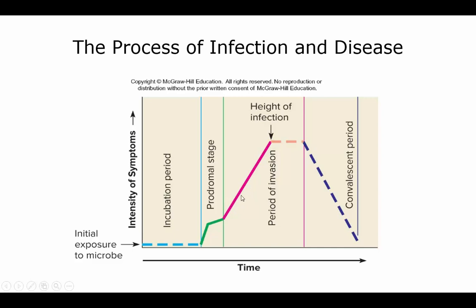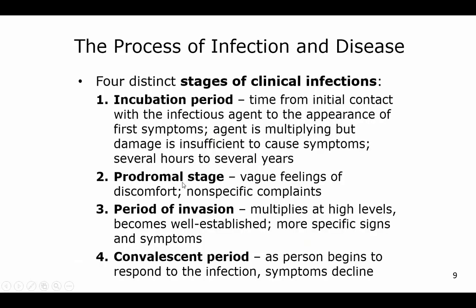Remember, this is when we called it exponential growth. And during this step, this is where it is at a high level. That microorganism is multiplying at high levels. It's becoming well established. The signs and the symptoms are there. The fever, the diarrhea, the vomiting, the body aches, you name it. You've all experienced it before. You absolutely probably feel like you're dying. You just feel awful, and you know that something's not right.